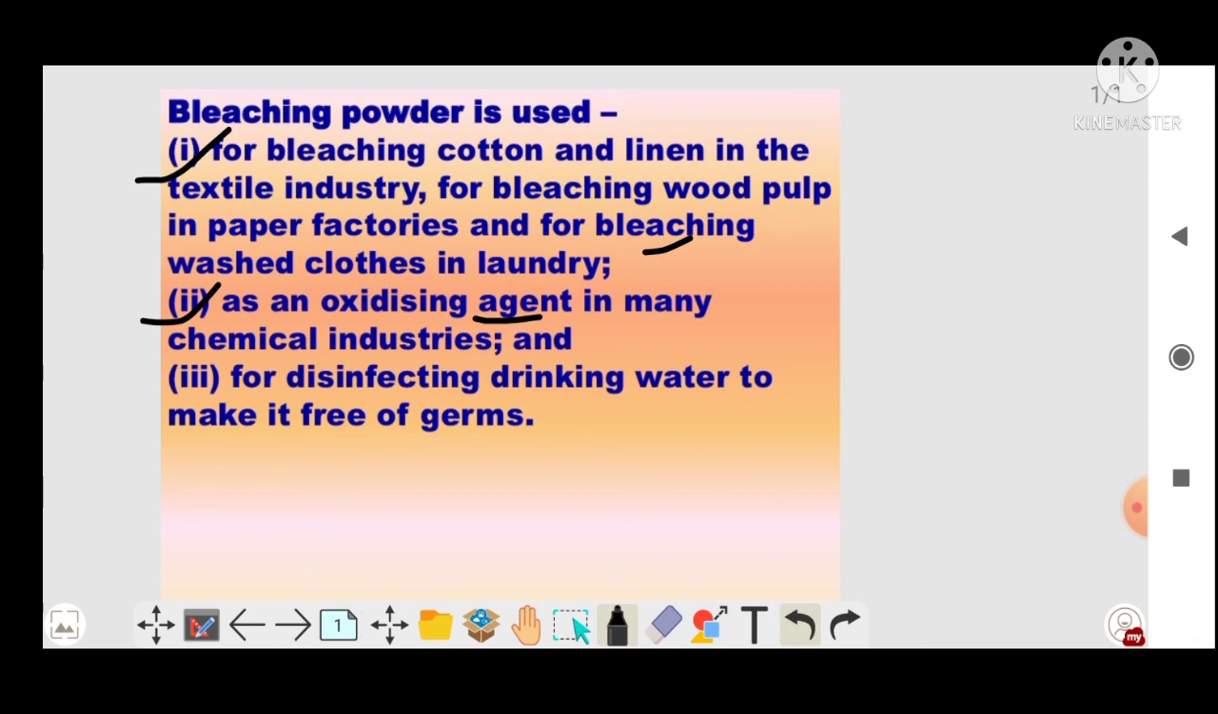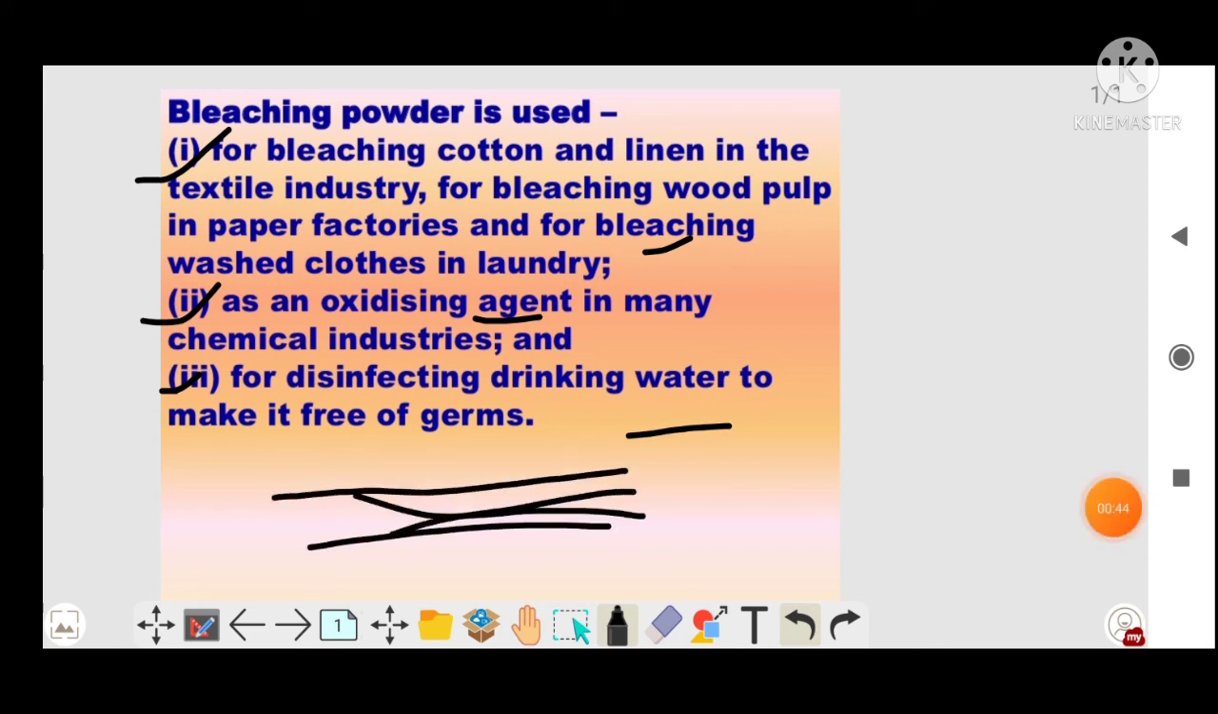Okay, what is an oxidizing agent and what is a reducing agent, we all know that. And the third is for disinfecting drinking water. Disinfecting drinking water to make it free of germs, that is called disinfecting. So these are the uses of bleaching powder.